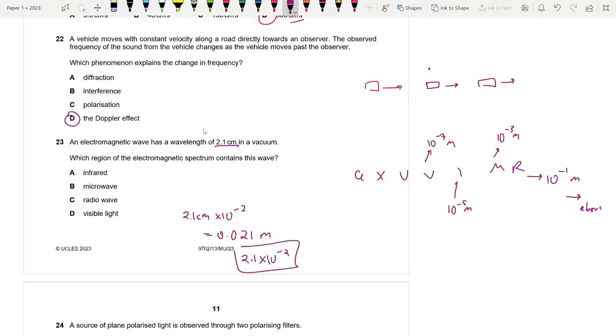Okay, so hear me out. Where is this exactly? Radio waves start from 10 to the power minus 1, then go to 10 to the power 0, 10 to the power 1, and so on. On the other hand, microwaves start from approx 10 to the power minus 3 and go to 10 to the power minus 2. So clearly it is a microwave. 23 should be B. Okay.